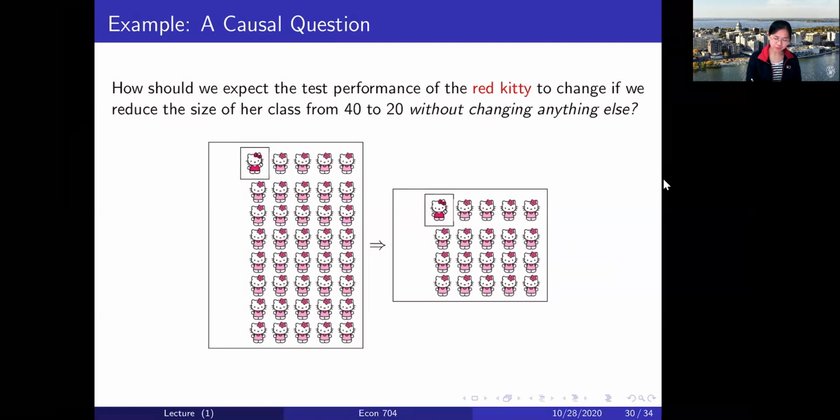The important thing to emphasize is there is the change and there is the no change. The causal effect of class size is what happens when we change class size without changing anything else. Okay? Without changing anything else, including the observable and the unobservable. So that is a causal question.